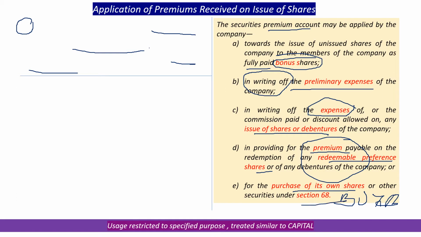Buyback of shares under section 68. Share premium could be used for these purposes and these purposes only. Five purposes: issue bonus shares, write off preliminary expenses, write off issue expenses of debentures and shares, use it for premium on redemption of redeemable preference shares, or use it to buy shares of one's own company, which is called buyback.